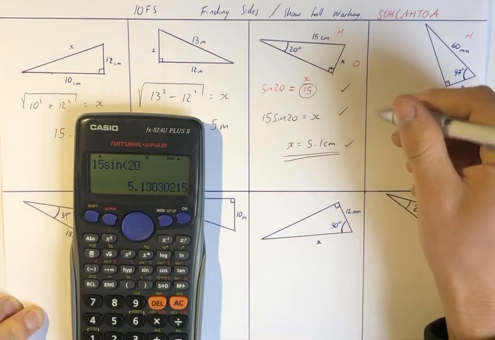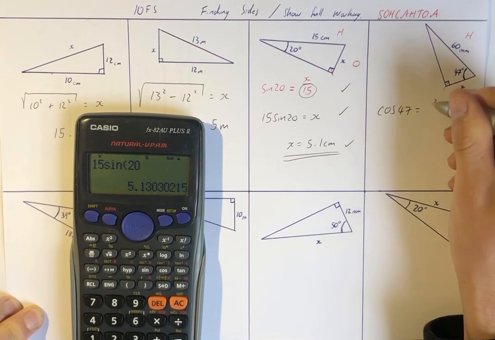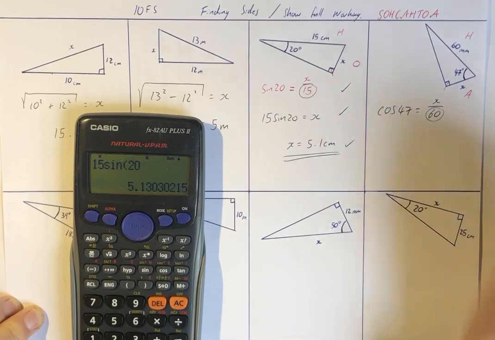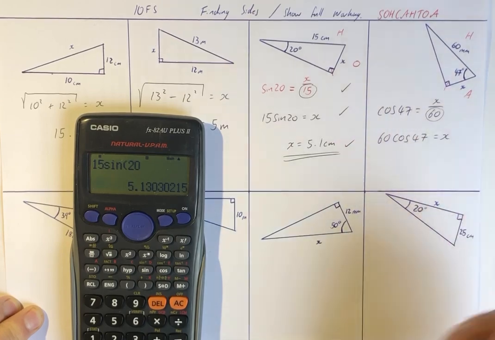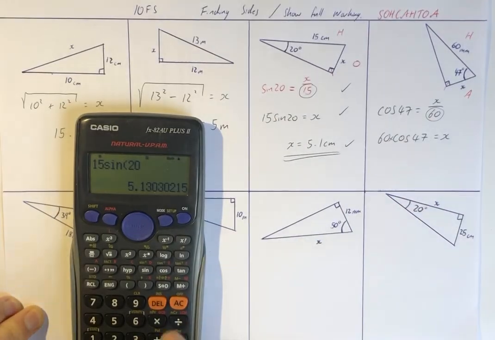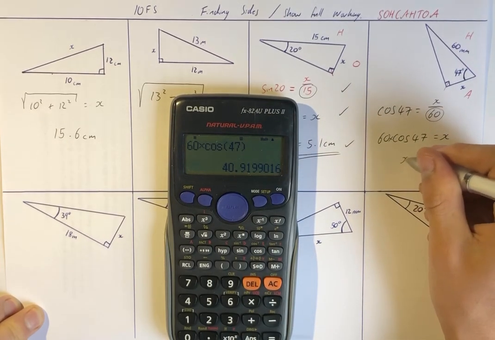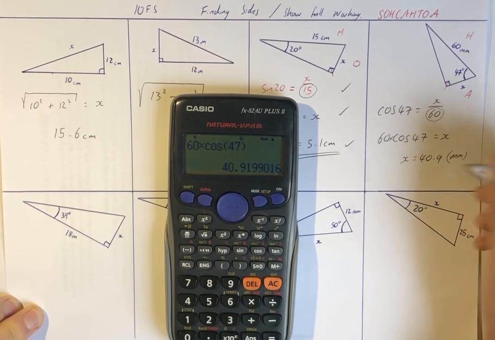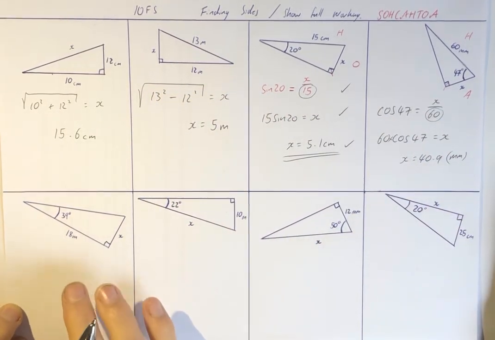So cosine of the angle 47 is equal to A over H. And I have a denominator there, so I just times by that denominator. 60 cosine 47 is x. You don't have to put a multiplication in there, but it doesn't hurt if you do. So 60 times cosine 47, and that's 40.9 millimeters. Very good. So we're down onto this one here.